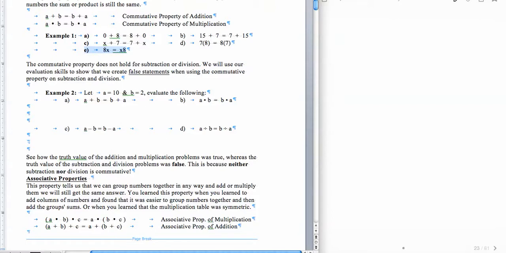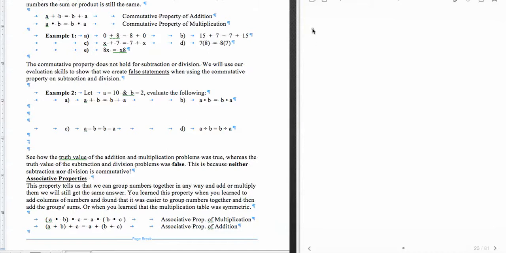Now let's take a look here at example number 2, because this is what your book is going for, to show that subtraction and division don't have those same properties as multiplication and addition. In other words, they're not commutative. So for example number 2, we have a substitution problem, and we're going to show true statements versus false statements.